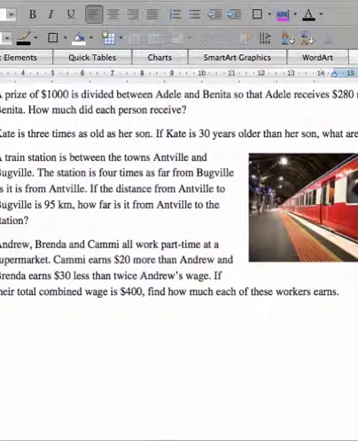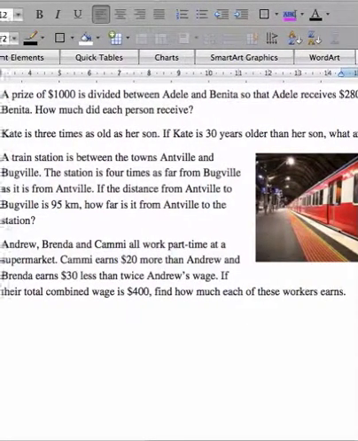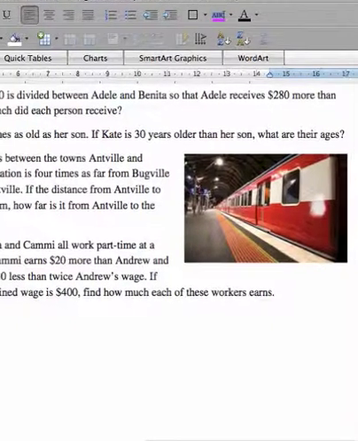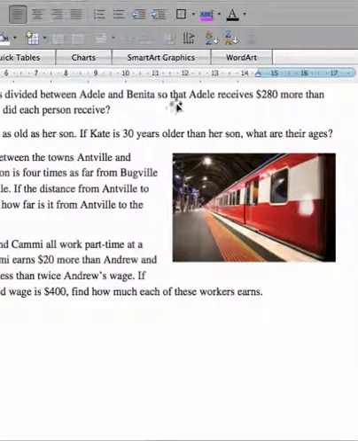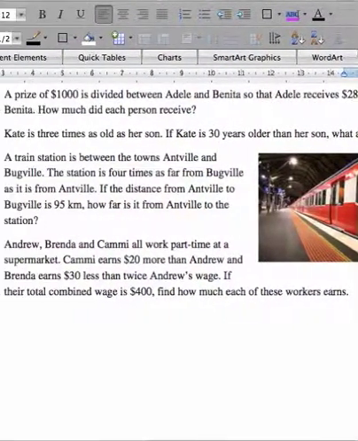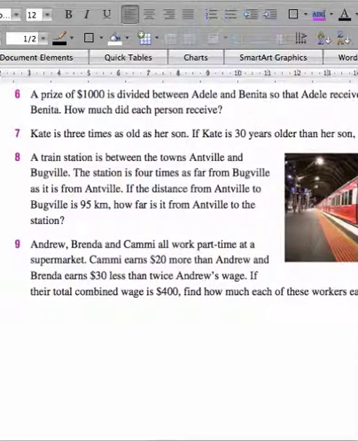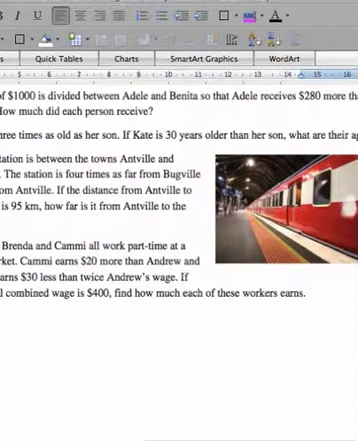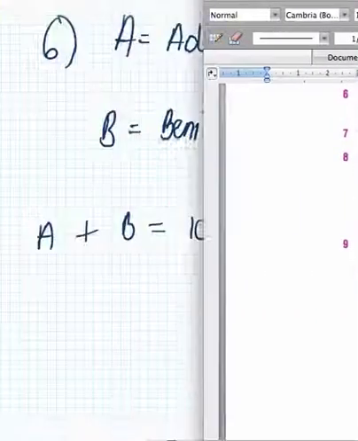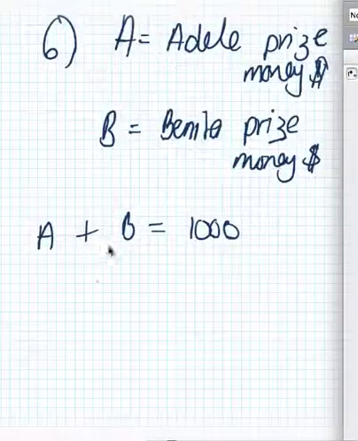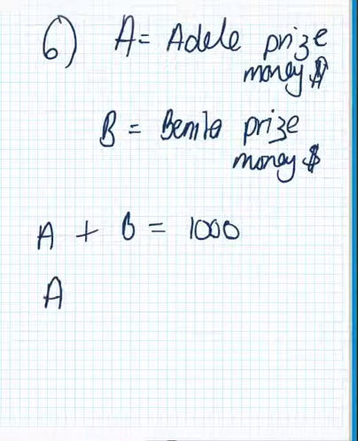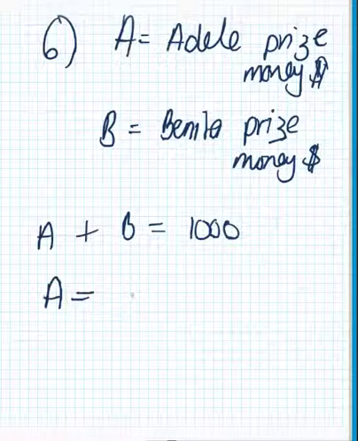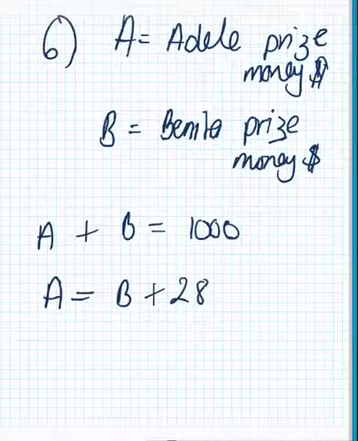And Benita, so now this is the part that's important. So that Adele receives $280 more than Benita. Now there's an equation there. Read it again. Adele receives $280 more than Benita. So that equation can be written as Adele's prize money is equal to $280 more than Benita. So B comes first plus $280 more than that.